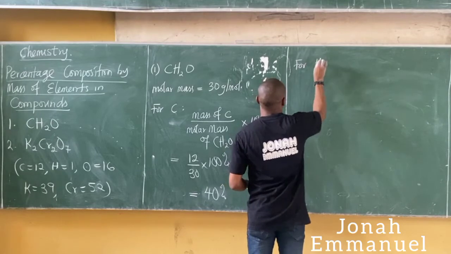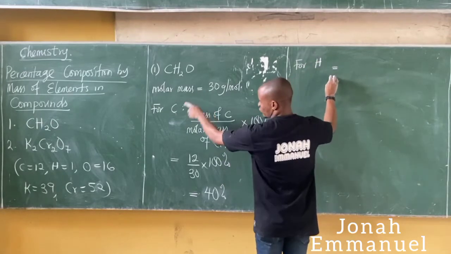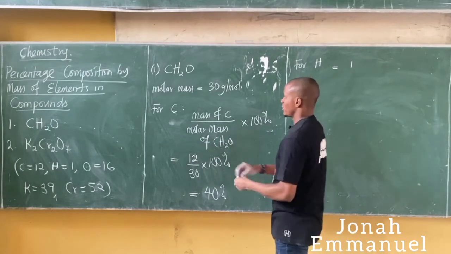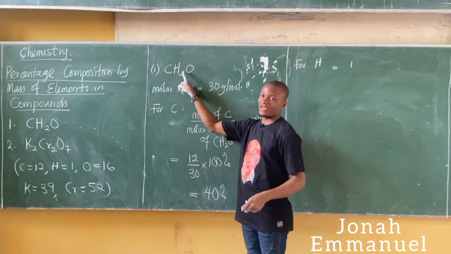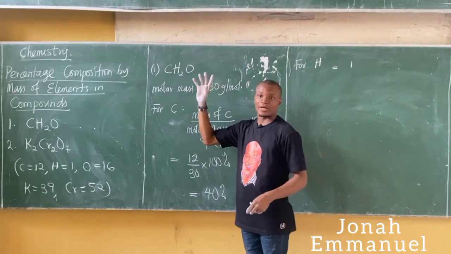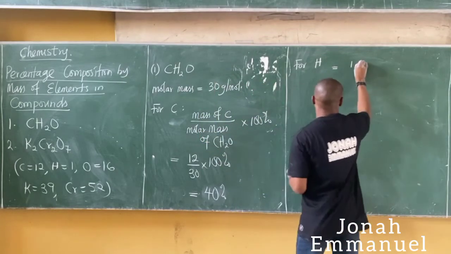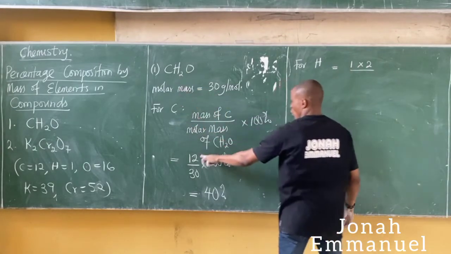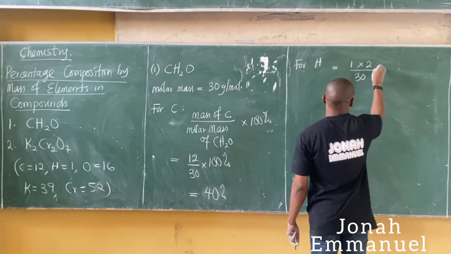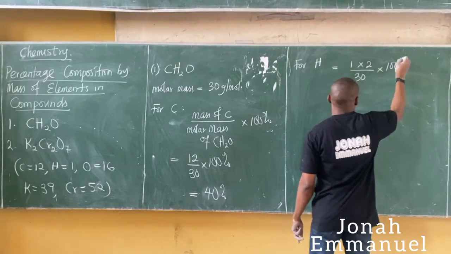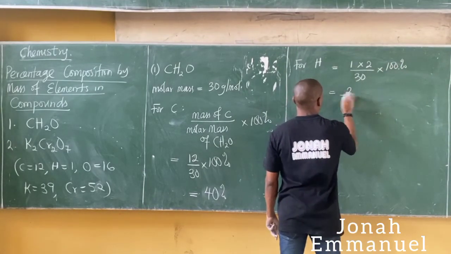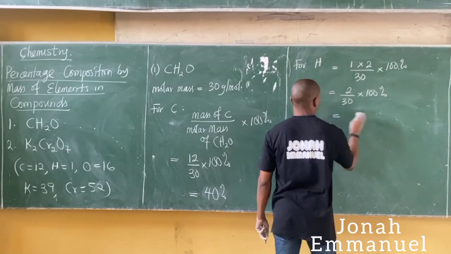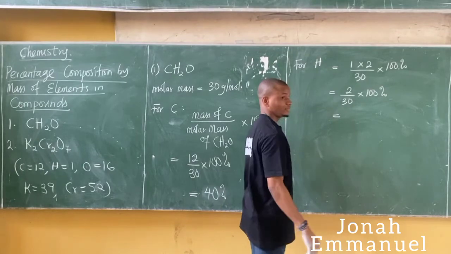Alright, let's take hydrogen. For hydrogen, it's equal to the mass of hydrogen, which is 1. But look at it: in this compound, how many atoms of hydrogen do you have? 2. So it becomes times 2. Please don't forget this. Times 2 because I have 2 atoms of hydrogen here, all over the molar mass of the compound, 30, times 100%. That's 2 over 30 times 100%. What do you get?